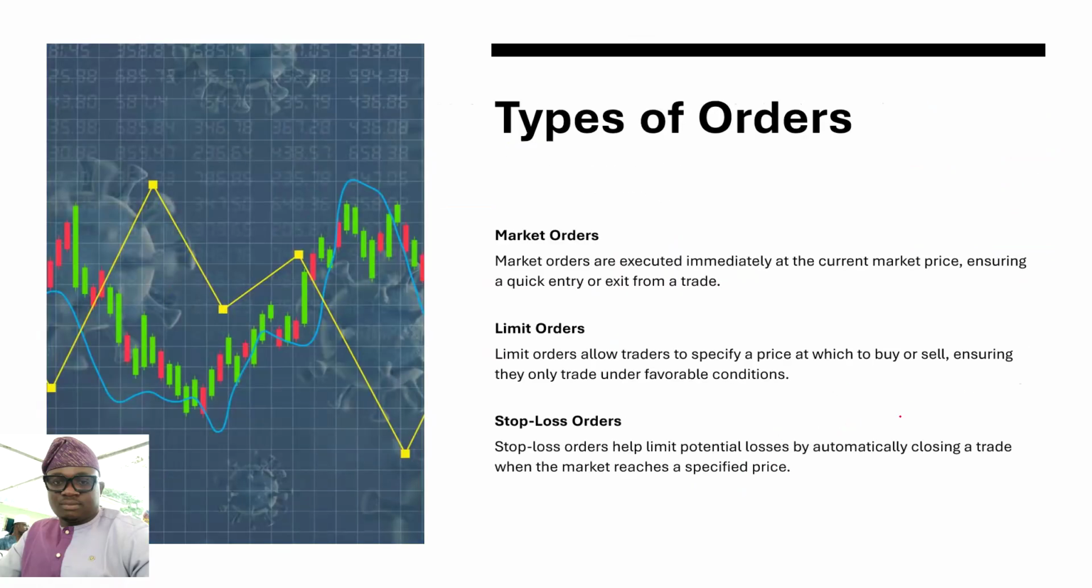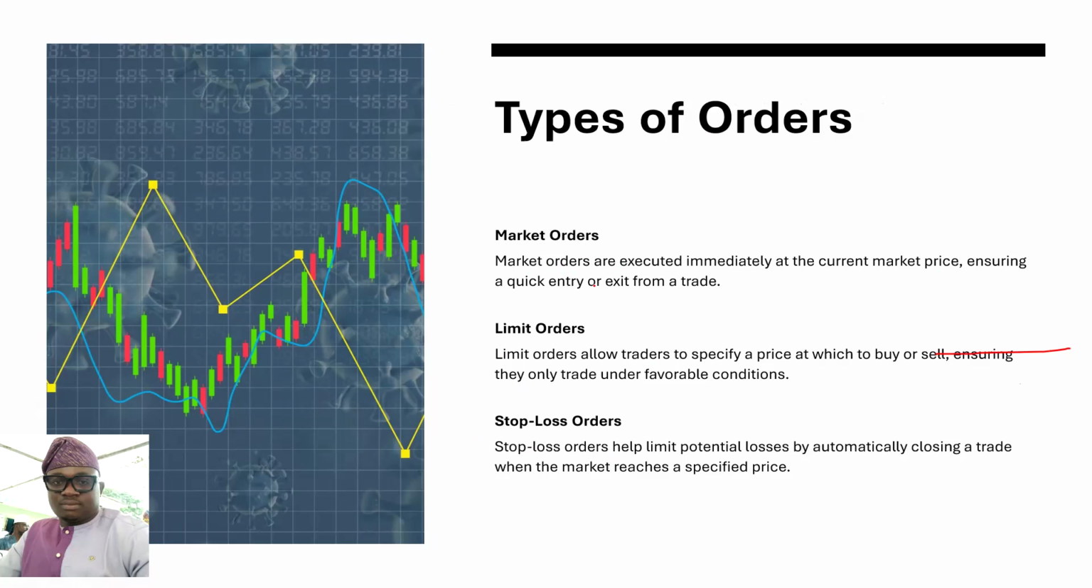So we have types of orders. Orders too are very important when it comes to trading. We have market orders, limit orders, and stop loss orders. Market orders are executed immediately at the current market price, ensuring a quick entry. We have stop orders too. There are a lot of orders in the market, but these are just the major ones you have to understand.